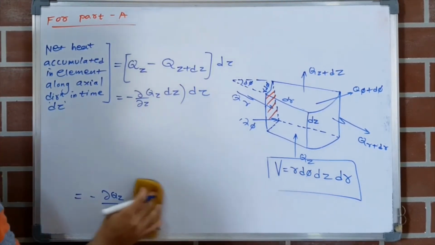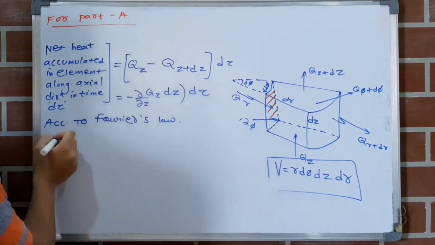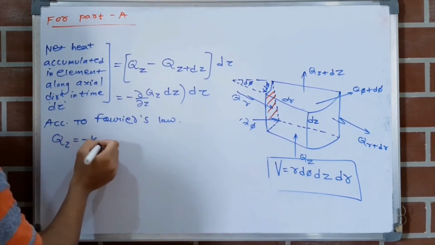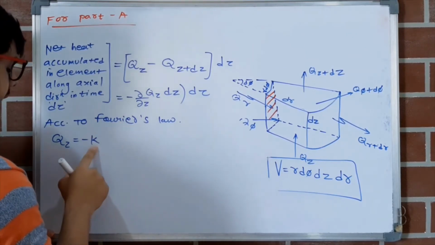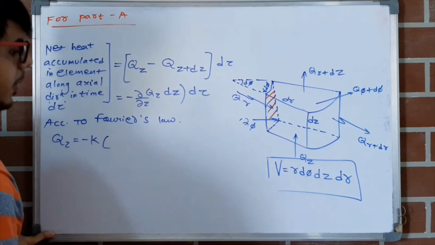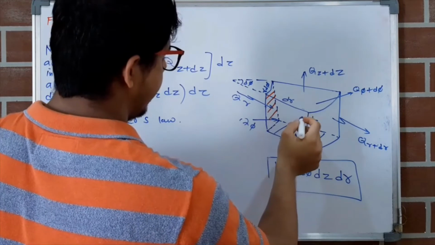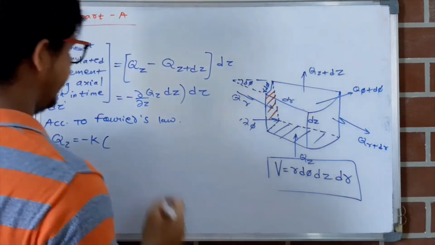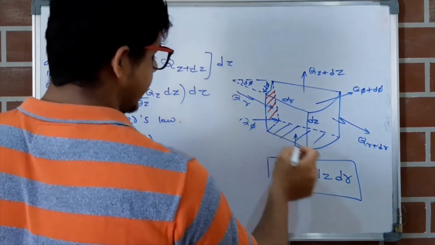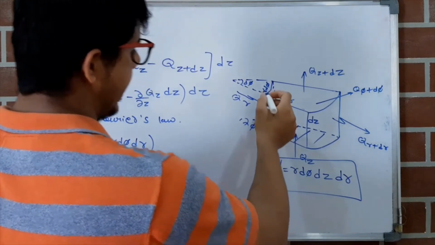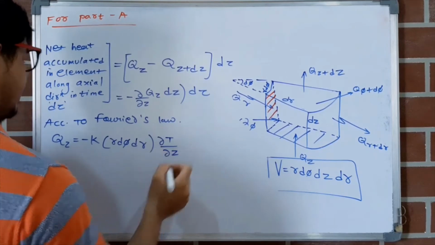Okay, so now according to Fourier's law, this q_z is equal to minus k_z, but we know that thermal conductivity in all directions is the same, so we will write k. So minus k into the area perpendicular to the axial direction, which is this area, dr into r d phi. So it is r d phi into dr. This length and this breadth are multiplied, so we get r d phi into dr into minus del T by del z.